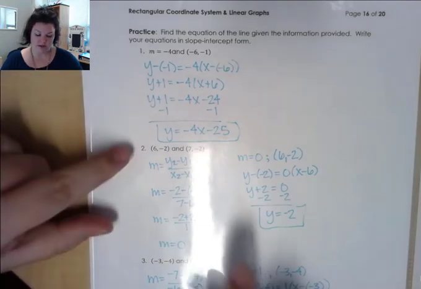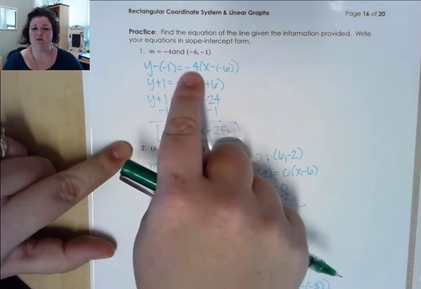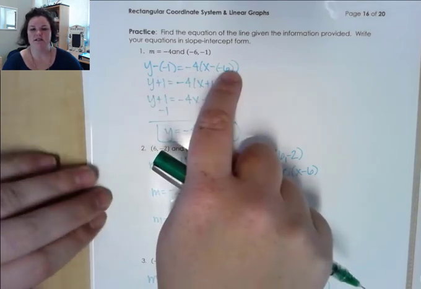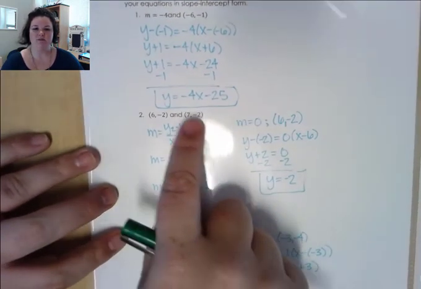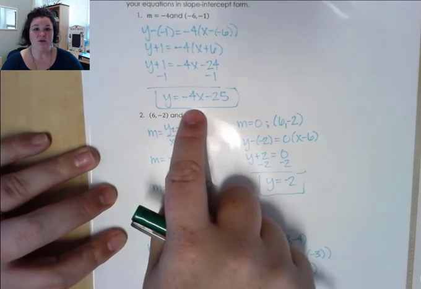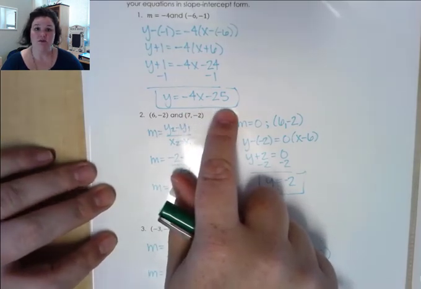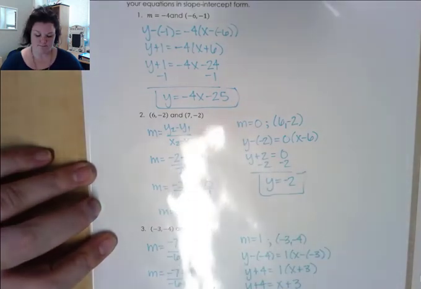On the first one, they give us the slope and they give us a point. So we're just plugging in -4 for our m and plugging in -1 and -6 for our x1, y1. Okay. Once we simplify, we should end up with y equals -4x plus 25. Okay. If you need more time to look through this, go ahead and pause the video and work it out at your own pace. Okay. I'm going to go ahead and move on to the second one.